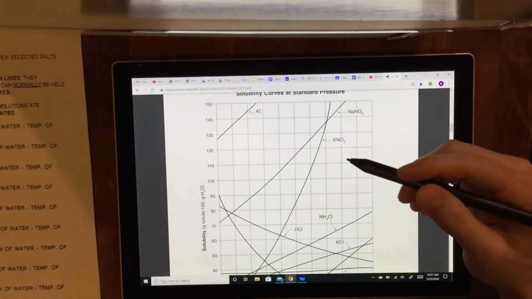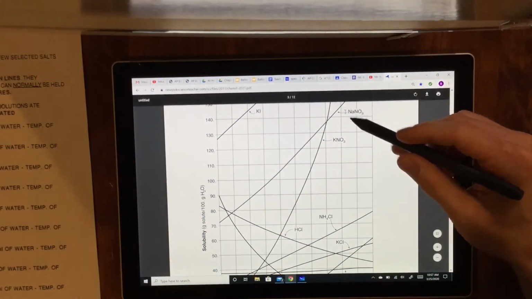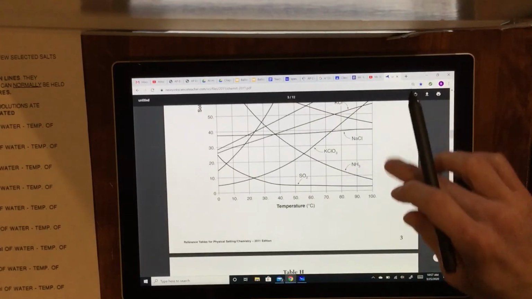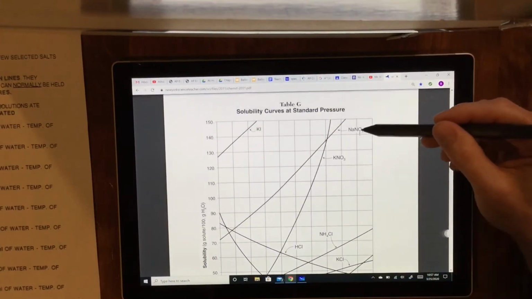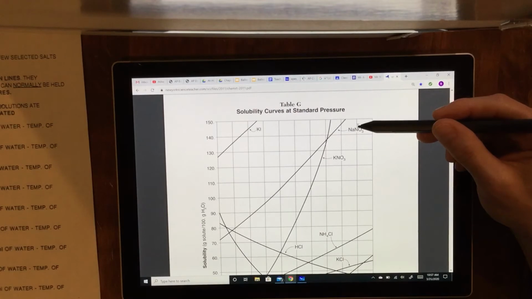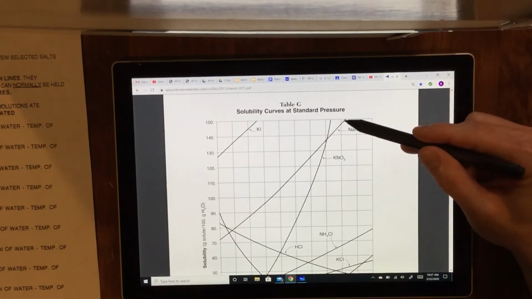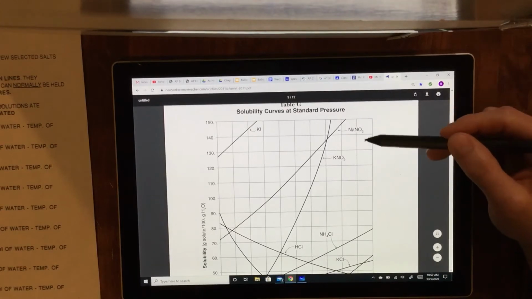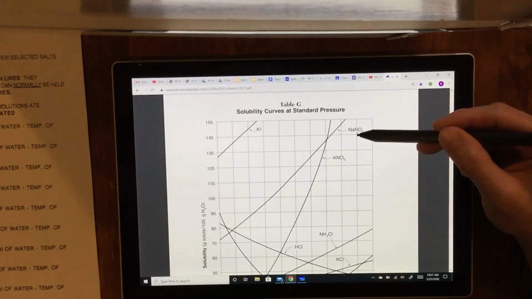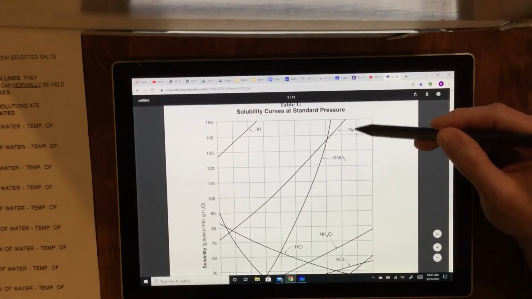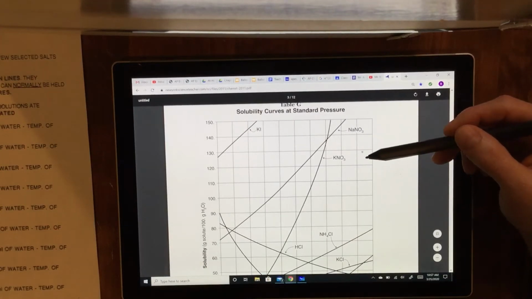Number 9, we're at 90 degrees for NaNO3. So let's see, 90 degrees is this line here. So here's 90 degrees for NaNO3 and 140. We're way, way below it, right? So this line is going to keep going up and up. So if we're right here, 140 at 90, we're way under. So unsaturated for number 9.